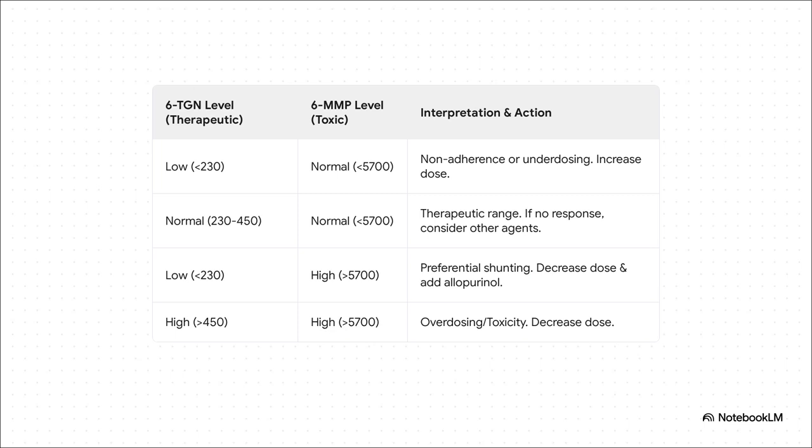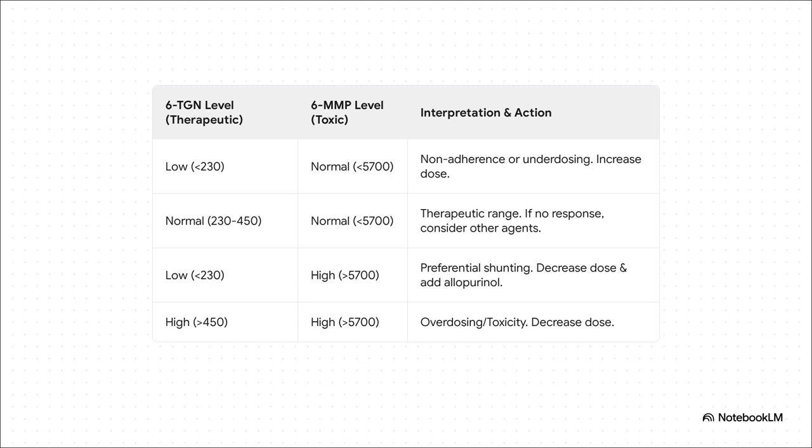And this table, you guys, this is high-yield gold, not just for your boards, but for the wards. It basically lets you be a detective. You're looking at 2 metabolites, 6-TGN, that's the good guy, the therapeutic one, and 6-MMP, that's the bad guy, the one linked to liver toxicity. So look at that first row. If both are low, the patient probably isn't taking their medicine. Simple as that.